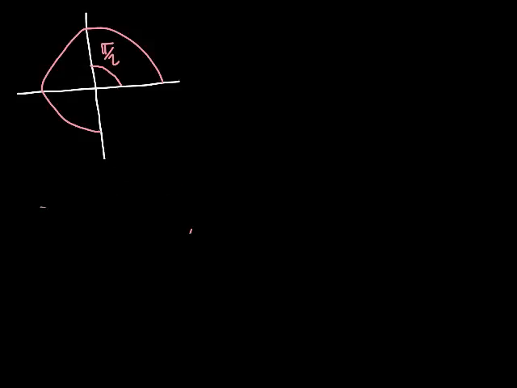So for instance, if I had a 60-degree angle, I'm going to draw this. I know that a full 180-degree angle is pi, and how many 60s are there in 180? 3. So there are 3 60-degree angles in 180.